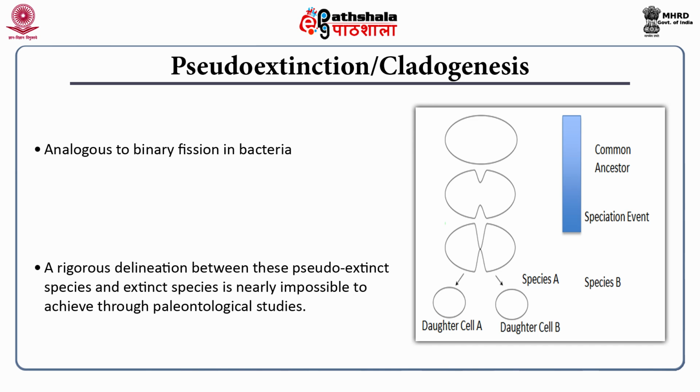That is not existent. So, you can never say that the parent population went extinct to produce the daughter population. That is incorrect to say that way. So, that is not really a species extinction, that is simply a cladogenesis, the formation of a new species from a pre-existing species. So, that is called pseudo extinction.